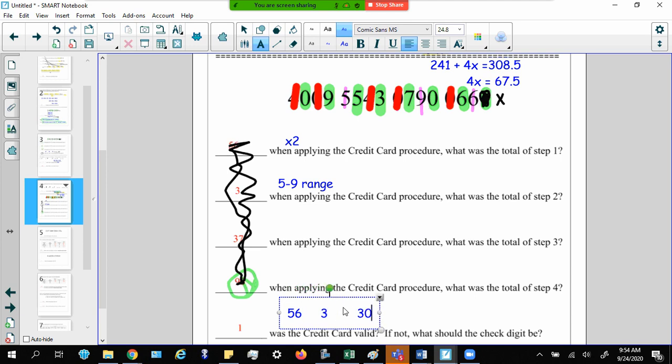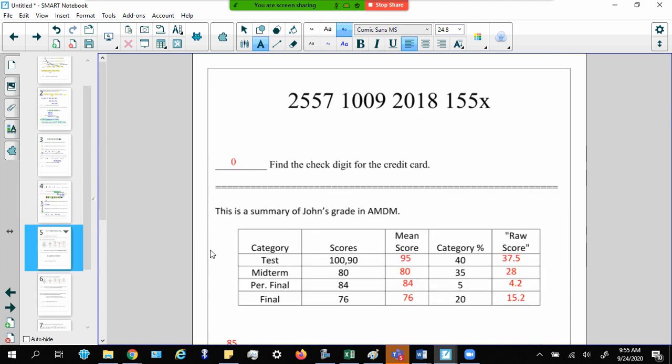Step 3 will be 30, which means the last step would be, let's see, that looks like it'll be 89. Then we add up. When we add up, we'll add up to 90, which means we'll just have to add 1 to it. All right, check digit is 1.